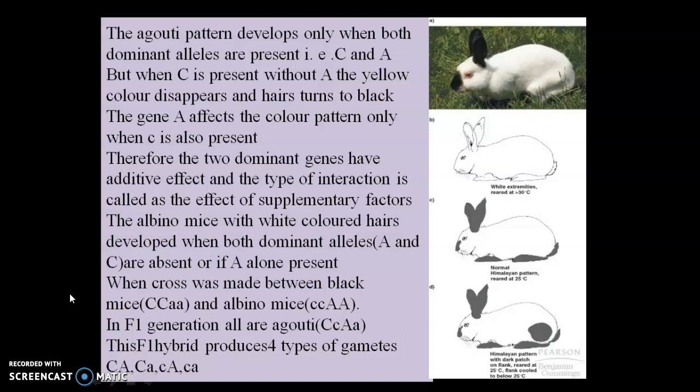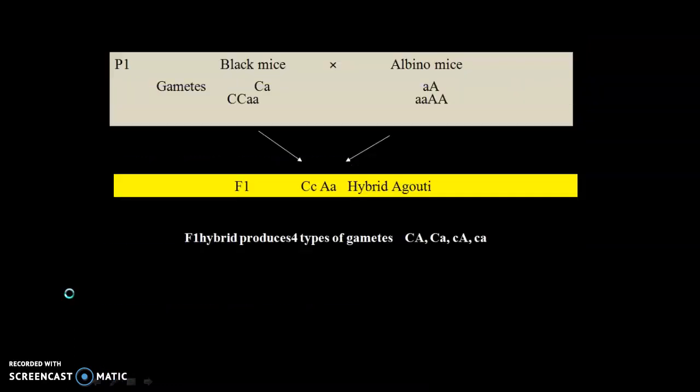This F1 hybrid produces four types of gametes. There is capital C, capital A; capital C, small a; small c, capital A; and small c, small a.